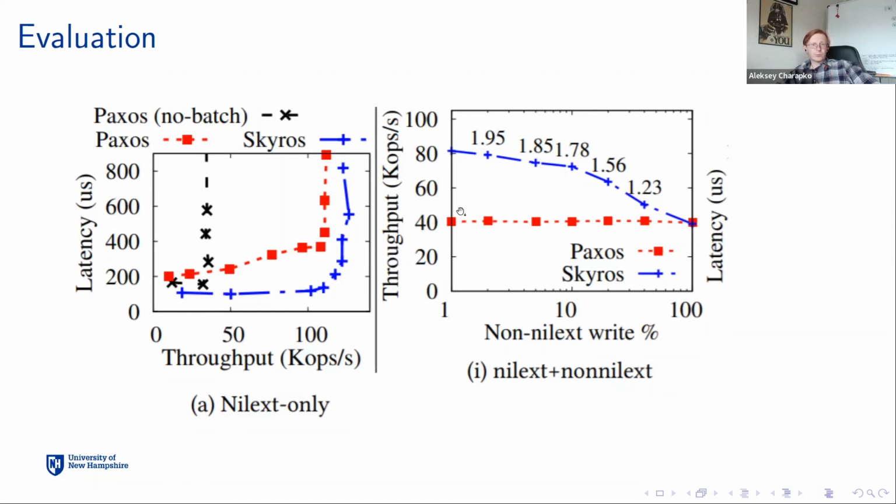So that's one interesting thing. I'm not sure why the throughput here is 40. Here they went all the way to 100 and something.